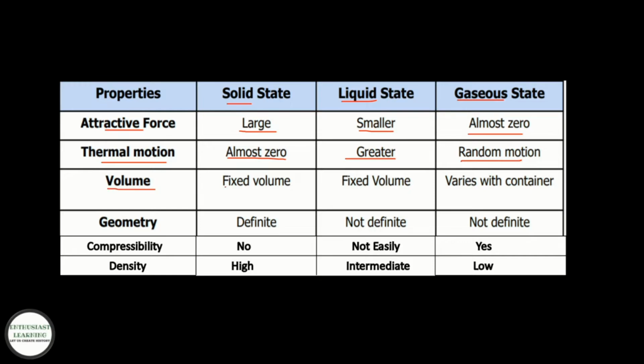Volume: solids have fixed volume, liquids also fixed volume, and in gases it varies with temperature. Geometry: solids have a definite geometry, liquids not definite, gases not definite. Compressibility: solids have no compressibility. Liquids can be compressed but not very easily. Gases can be very easily compressed. Density: solids have high density, liquids have intermediate density, and gases have low density.